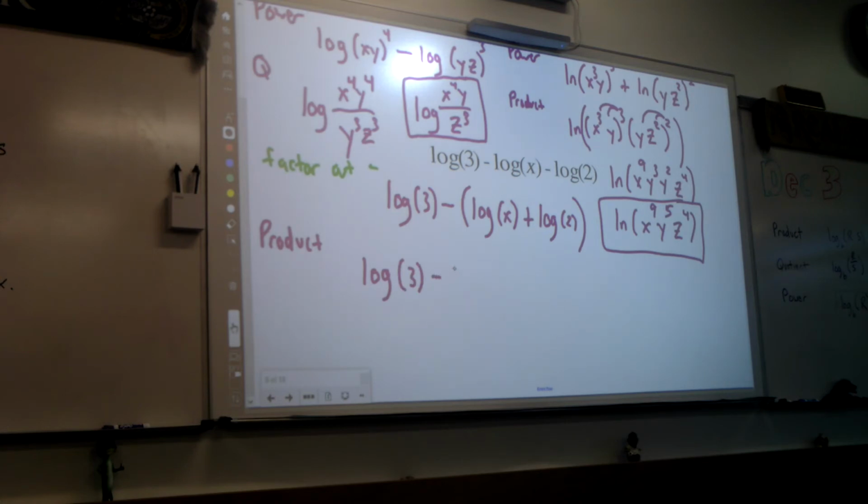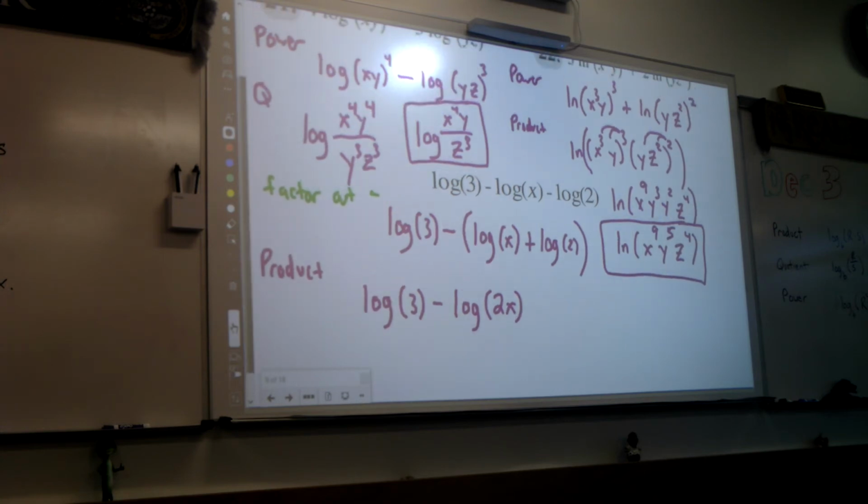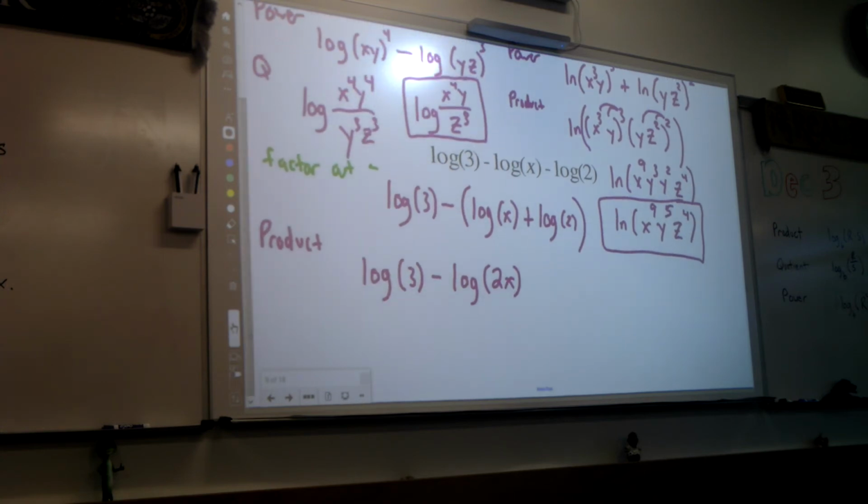But inside the parentheses, we're going to write this as log of x times 2. And usually write the numbers first. The order doesn't really matter. I'm just going to write that as 2x. But x2, 2x, same thing, right? Cool. Now, what can we do since we've done the product property?